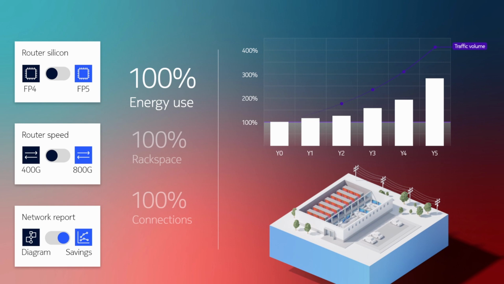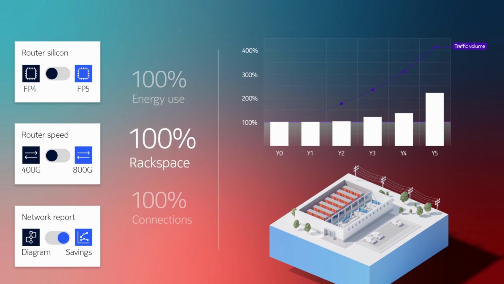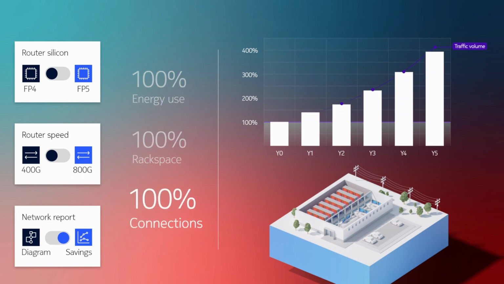The network savings report shows the relative efficiency gains from upgrading routing platforms to FP5 hardware and 800G optics. The 3 scaling dimensions are energy use, rack space, and link connections. And for the FP4 baseline network, these values are all normalized at 100% in year 0.